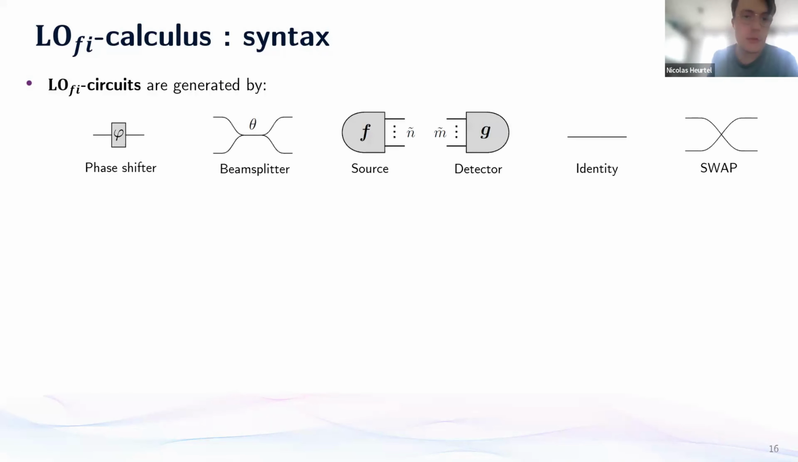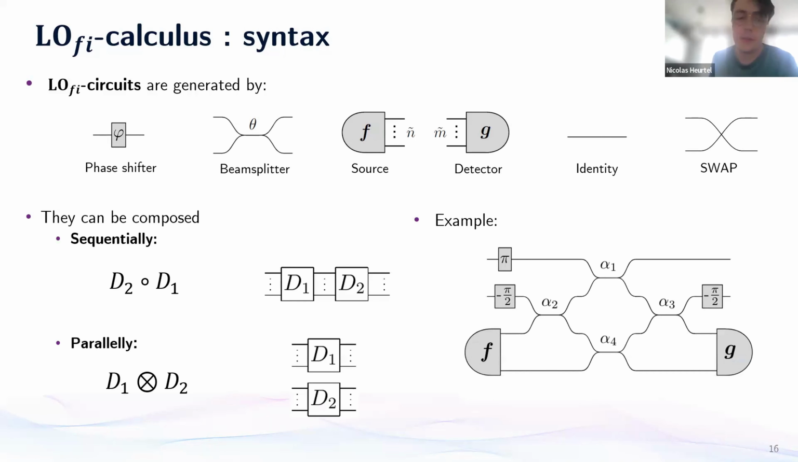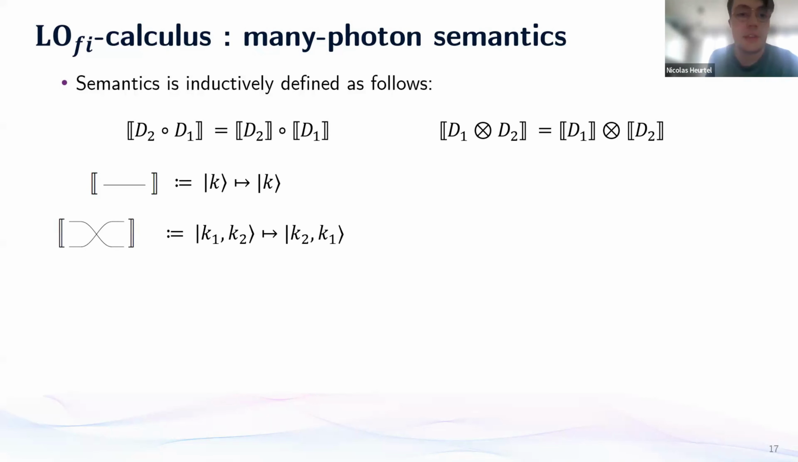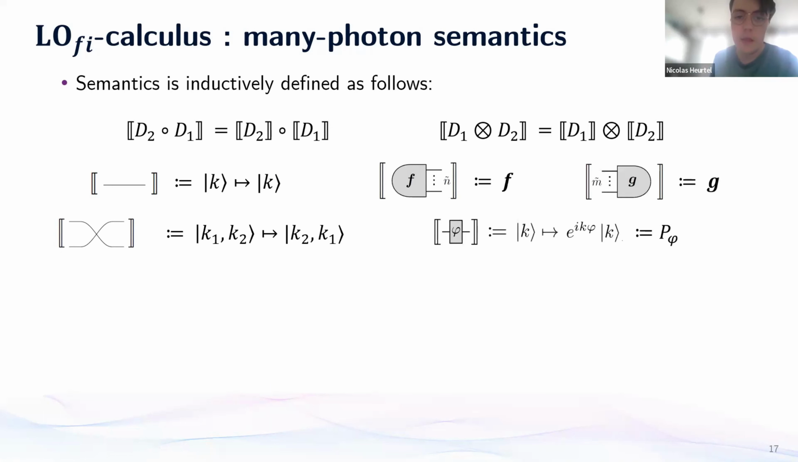Okay, so the Lo-Fi calculus. Basically, again, it's a prop generated by those components. So this time there are two more components, sources and detectors, that can be parameterized by vectors. And again, like last time, they can be composed sequentially or in parallel. The semantics now. So we also define the semantics inductively. Of course, like the swap, if there is K1, K2, you just swap. So for those types of operators, it's okay. For the source and detectors, as we directly parameterize the source by the vector itself, the semantics is basically the vector.